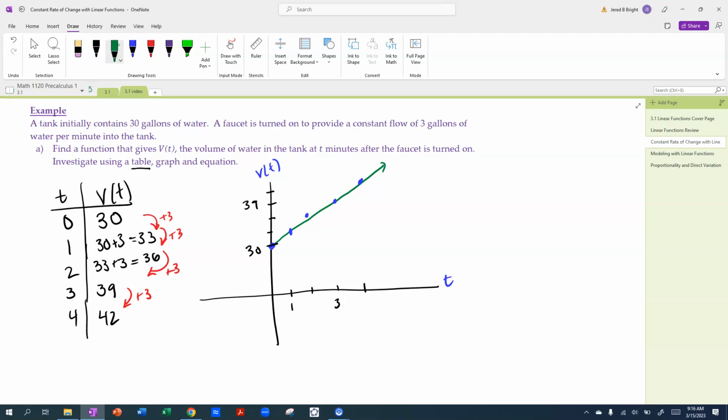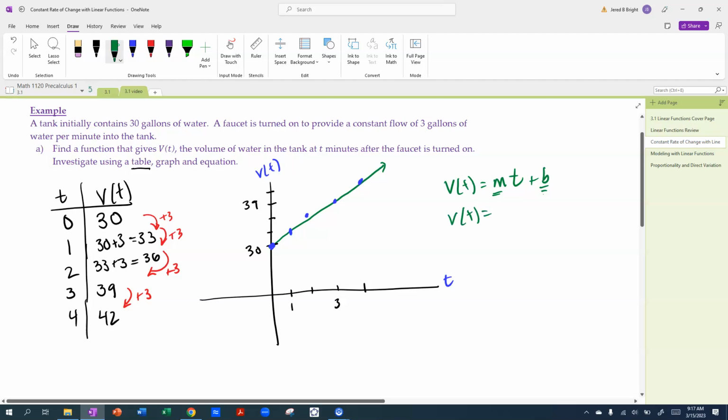If we wanted to make the equation now based on all this, it looks like a line, smells like a line, it probably is a line, but we need to figure out what our slope is and what our intercept is. The intercept is pretty easy to determine. This would be plus 30. We can see that just from the graph: at time 0, it's up at 30, so that's our vertical intercept, our y-intercept.